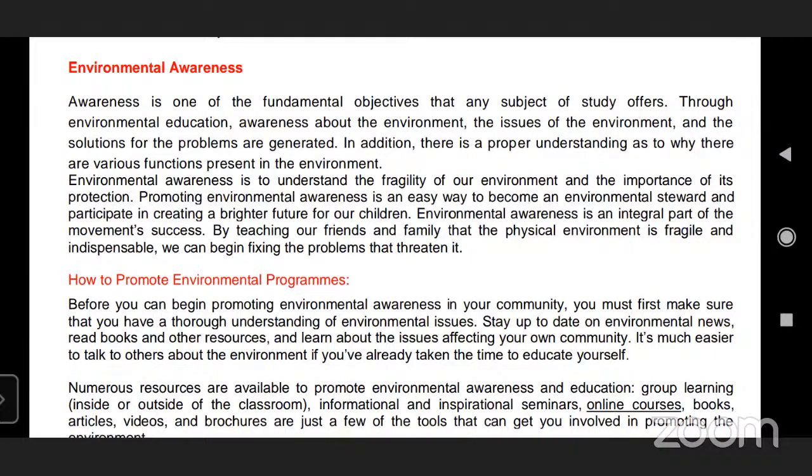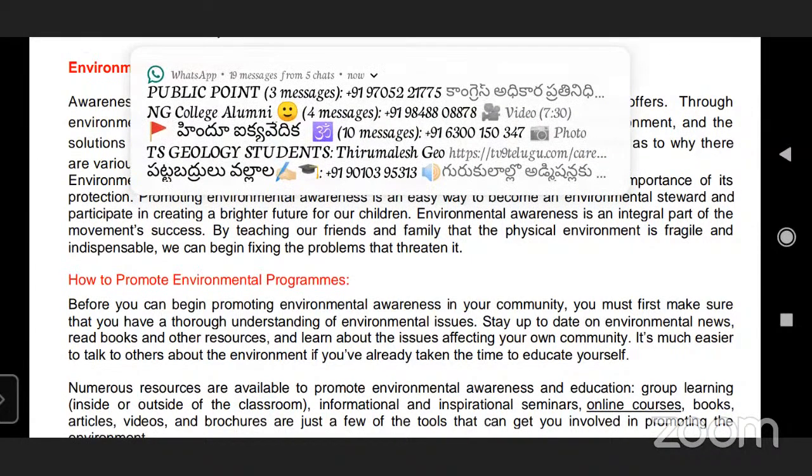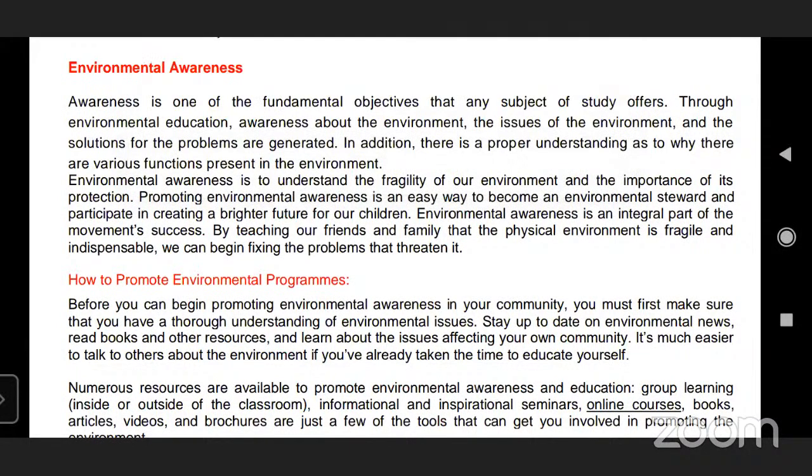indispensable, then how are we going to promote the environmental programs, isn't it? How do we promote the environmental programs? In what way are we going to promote environmental education, or how is the promotion done?